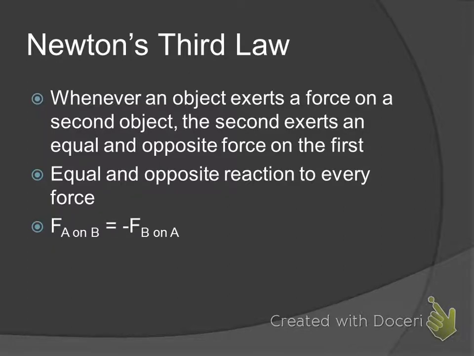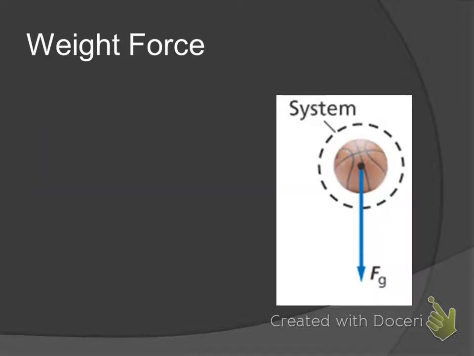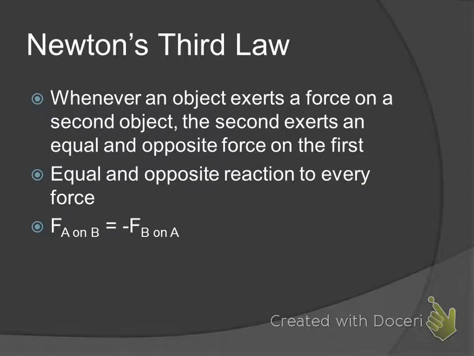Okay. So if I push on the table with a force of 10 newtons, the table is going to exert a force of 10 newtons back up in my direction. So if I'm exerting a downward force, I'm exerting a negative force here on the table. It's exerting a positive force back up on me. Okay, equal and opposite. Any questions on that one?